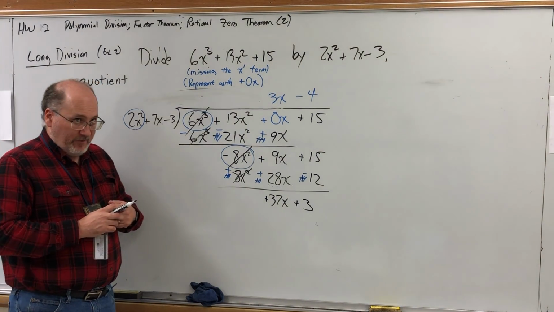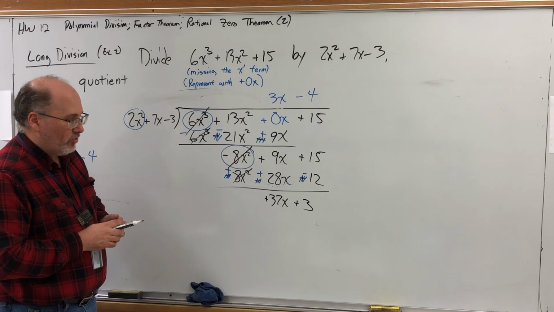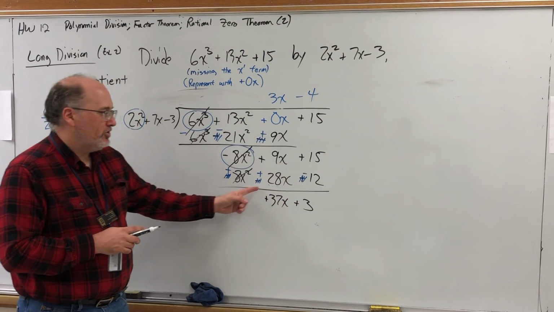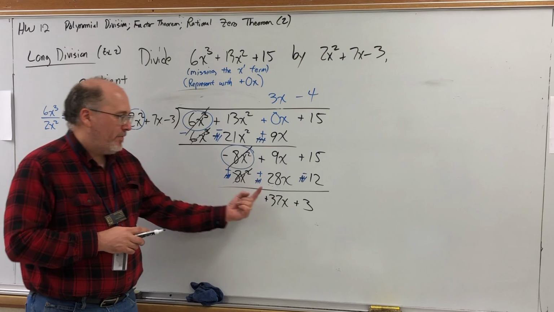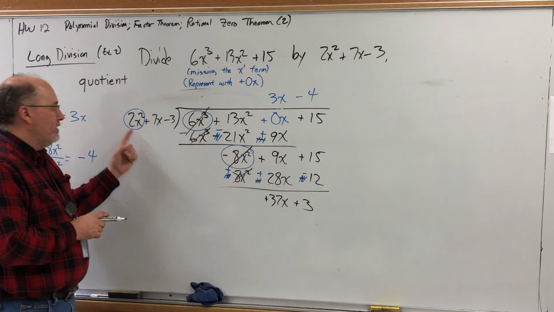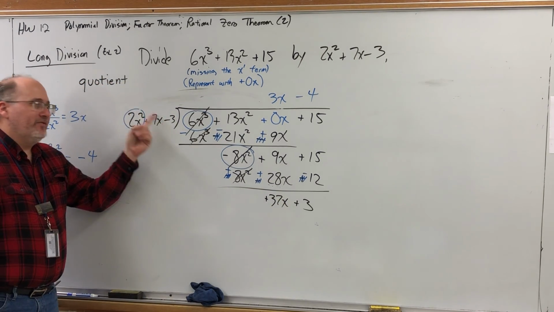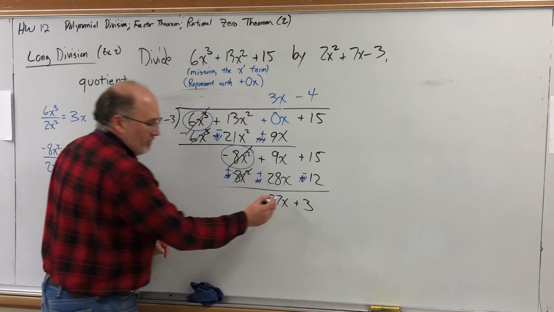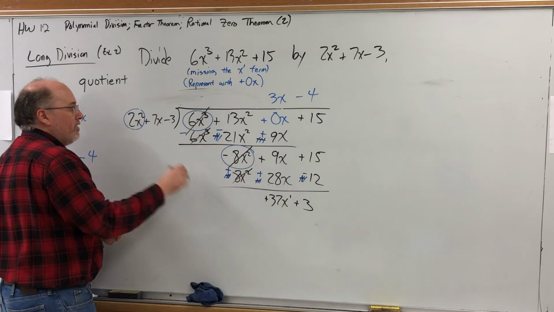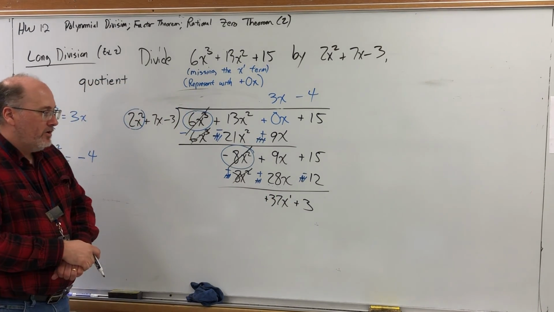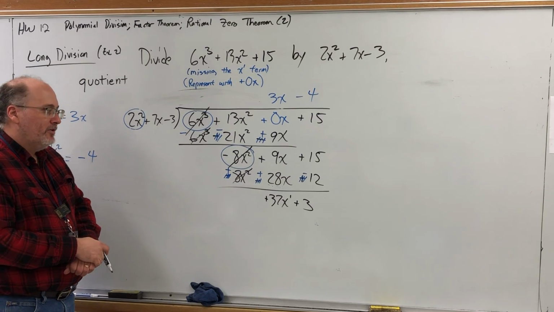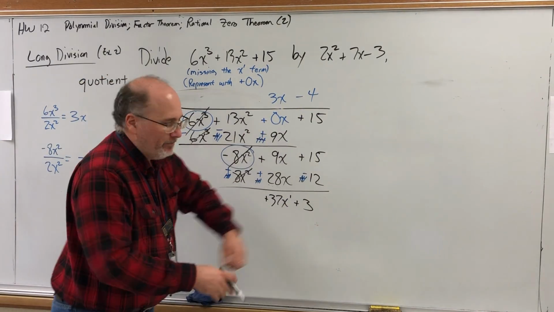And if you want to be more specific, more technically correct, you stop when the degree of the remainder, the highest power in the remainder, is less than the degree of the divisor. In this case, the degree is 1 over there, the degree is 2 here, the division problem is over. Plus the fact that there's nothing else to bring down.